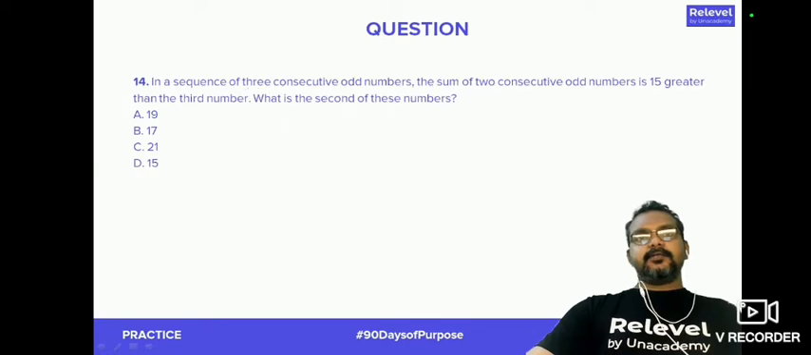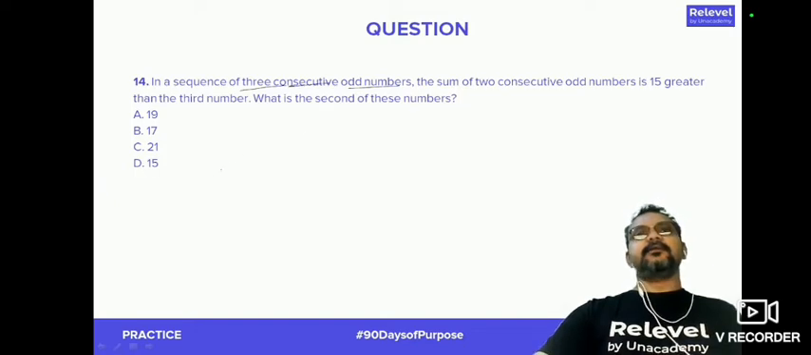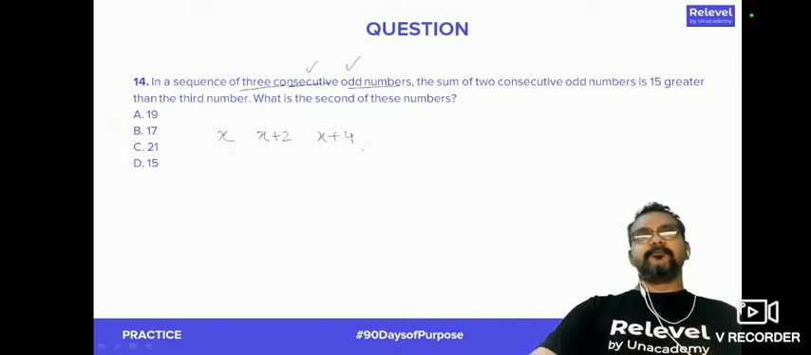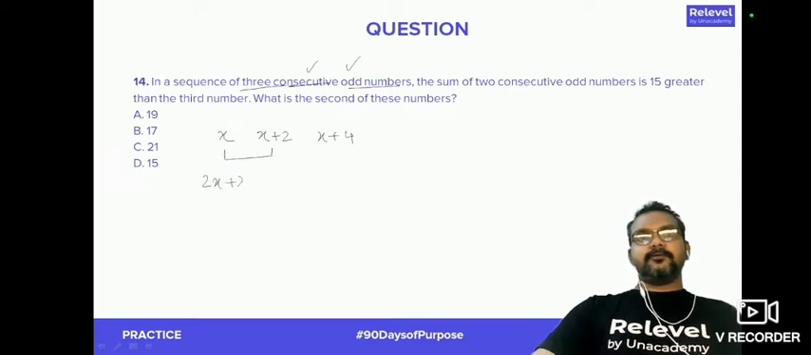In a sequence of 3 consecutive odd numbers, the sum of 2 consecutive odd numbers is 15 more than the third. So consecutive odd means the gap is 2. So we take the numbers x, x plus 2 and x plus 4. Now it says the sum of the 2 consecutive odd numbers is 15 more than the third. So if I add these two, what do I get? 2x plus 2 is 15 more than the third. So what do I get?